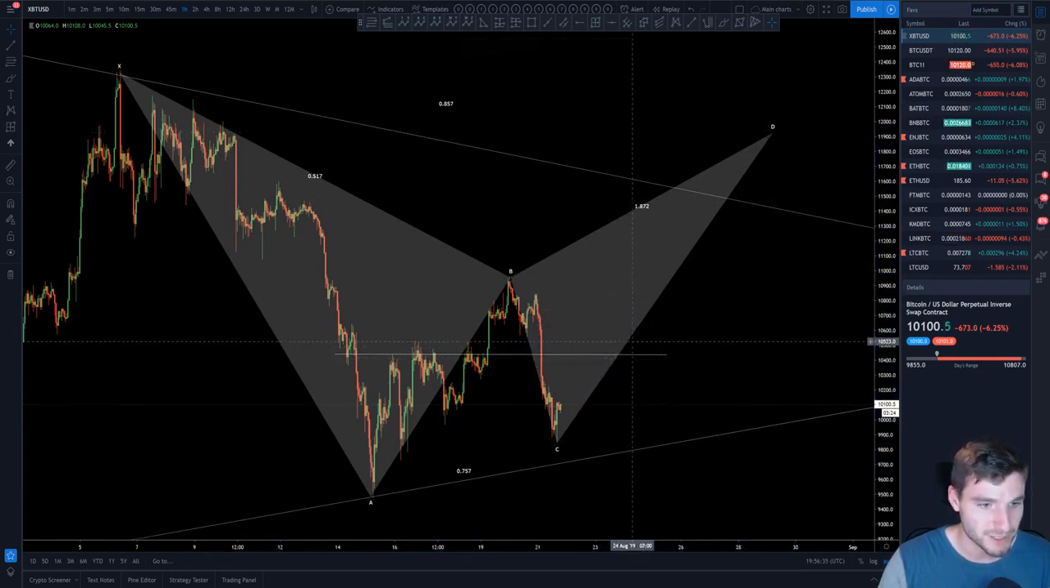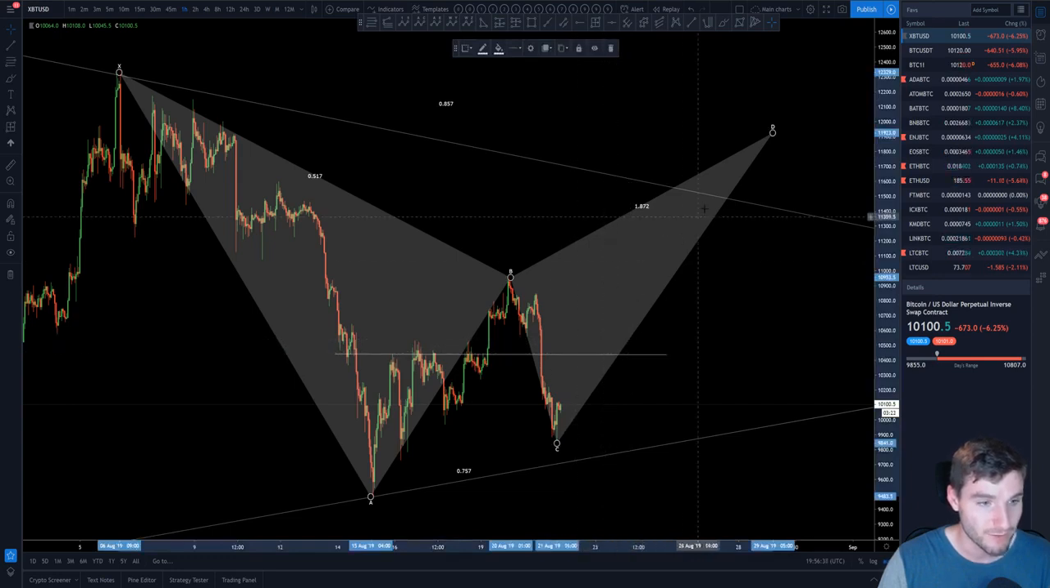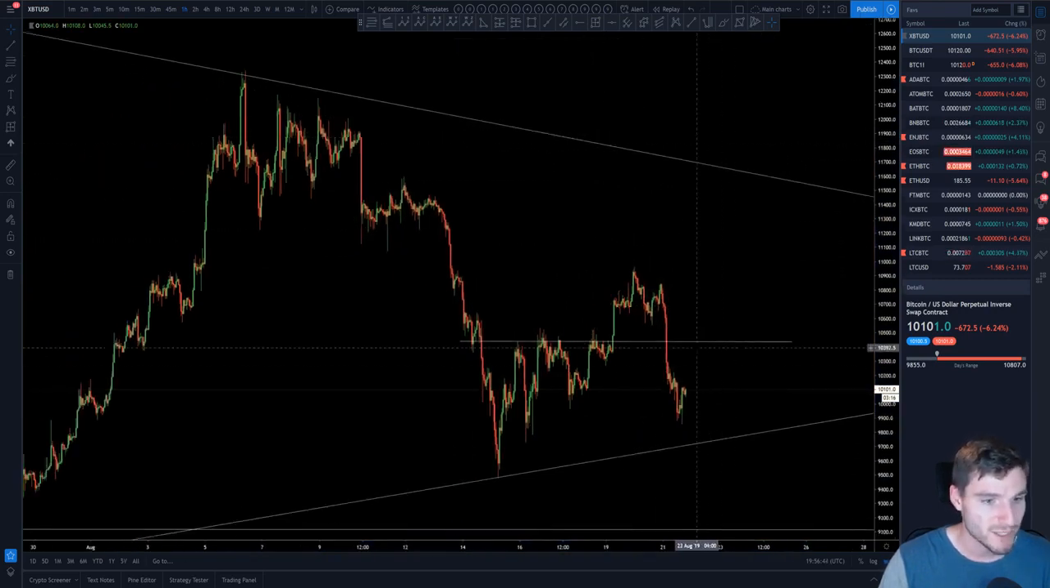I'm still looking at it bearishly. Okay, and then if it closes above here, if you start closing above this region, then you have to be looking at the bat basically. So yeah, one step at a time.